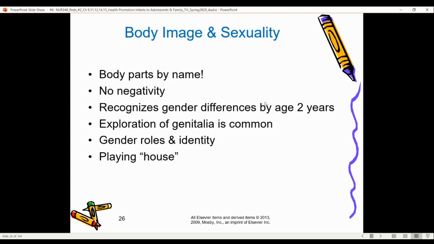Body image and sexuality starts to come up at this age, so we want to start using proper body terminology. Especially as healthcare workers, we do not want to call body parts by different names than what they are anatomically. It is okay to use the words vagina and penis with this age group. Teaching them that it's probably not great to run around their preschool and say that is also important, but we do want to use proper body terminology at this point.